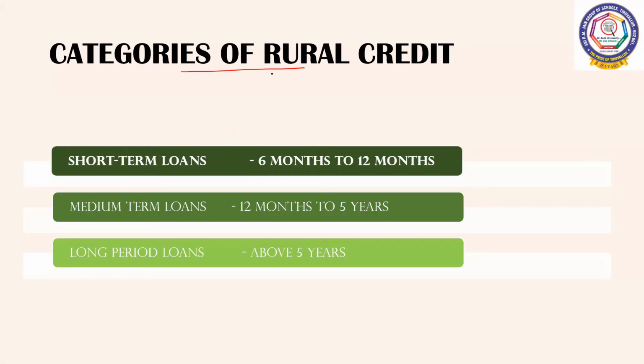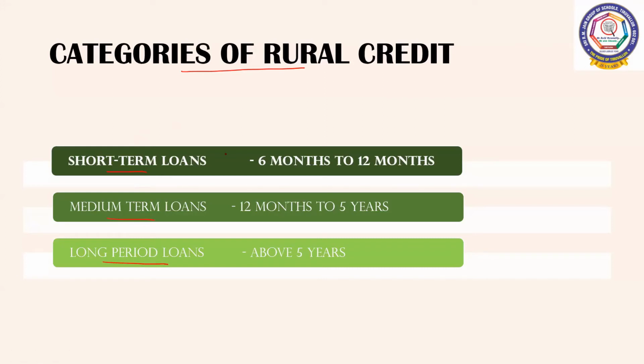And so the farmers who borrow money from non-institutional sources suffer a lot. Categories of rural credit. The institutional structure of rural banking consists of a set of institutions like the commercial banks, RRBs, that is regional rural banks, cooperatives, land development banks, etc. There are three different types of loans provided to fulfill the needs of the farmers. They are the short term loans, medium term loans, and the long term loans.